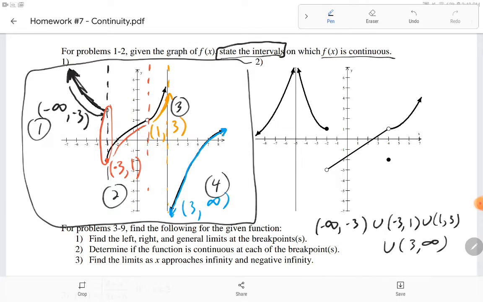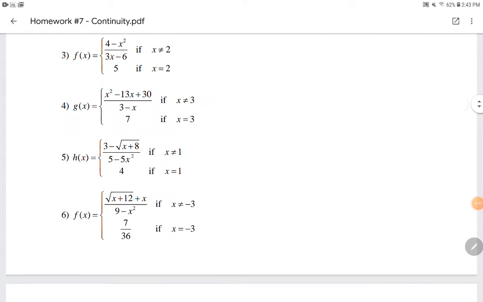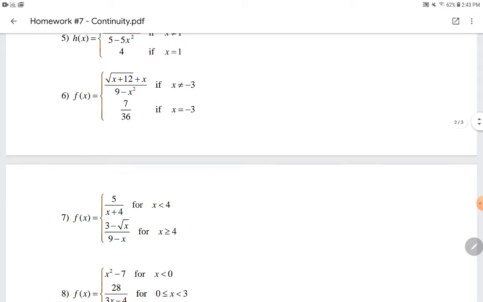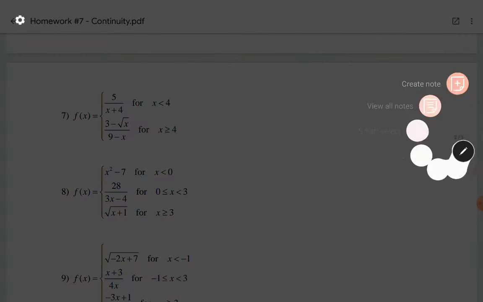Okay, so I'll leave 2 to you. Moving on. I'm going to erase all that. Okay, moving on. I'll do one of these here now, right? So this is a problem that we kind of did in class. I'll do number 7.